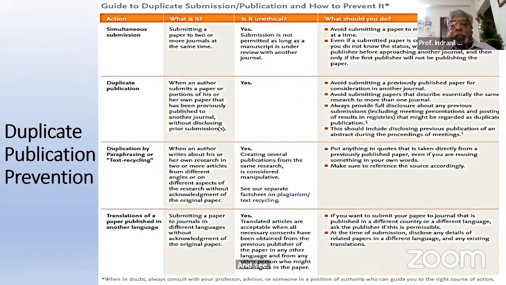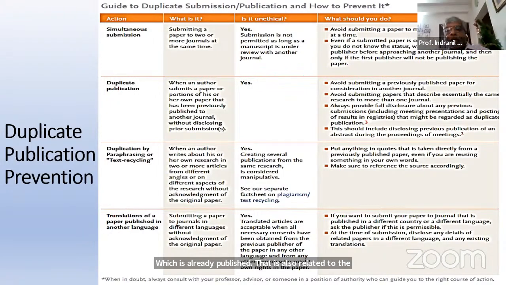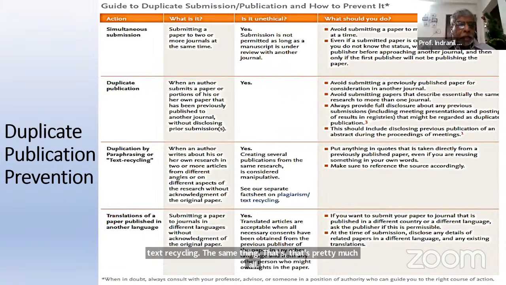Then duplicate publication, when an author submits a paper or part of a paper which is already published to another journal and does not quote the earlier publication. That is also related to text recycling. Text recycling, the same thing you are doing. That is also very much wrong. Then paraphrasing or text recycling, we just saw.